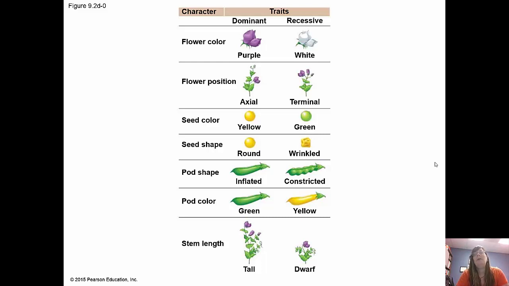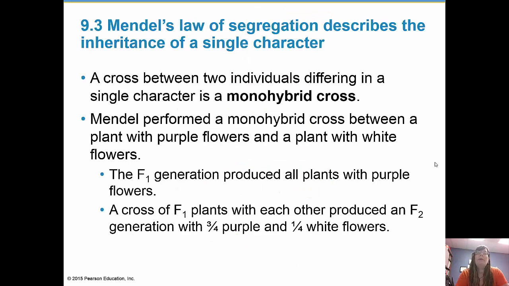When you're doing crosses, you usually use the first letter of whatever the dominant allele is. So in this case, purple would be P's. In seed color, for example, yellow is dominant, so we'd use Y's. For seed shape, round is dominant, so we'd use R's. So when you cross two individuals that are different in these single characters, it's a monohybrid cross. Mono means one. So Mendel performed a monohybrid cross between a purple flower plant and a white flower plant. Now we know the genotype of that white flower plant has to be little p, little p, but that purple flower plant could either be big P big P or big P little p.